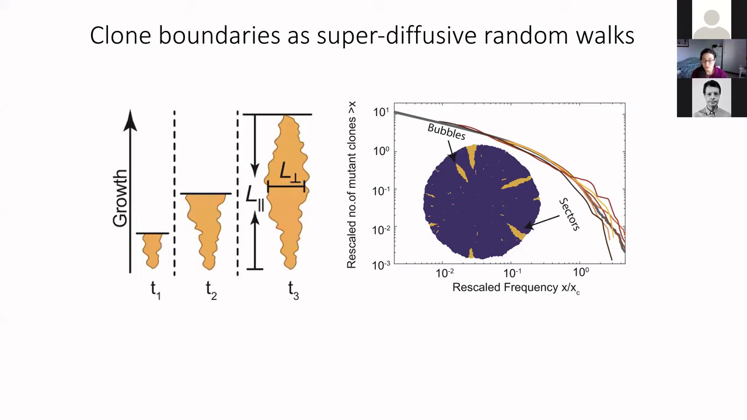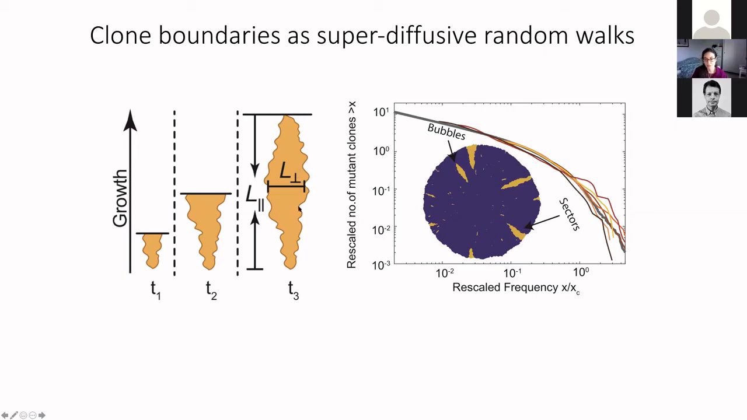As I said, we can go even beyond this, and model the expansion of these clones, looking at the boundaries between the resistant mutants and the wild type. It turns out that at least in E. coli, these boundaries follow a super-diffusive random walk. From the statistical properties of this random walk, we can determine a typical width of the bubble and a typical length of the bubble.